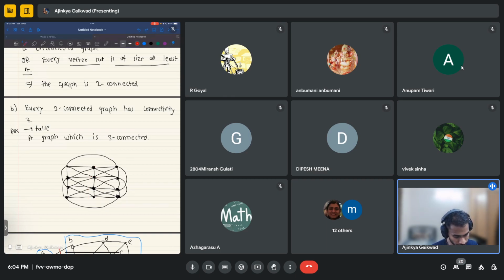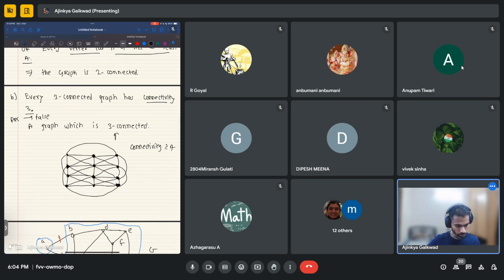So in this case, the graph is 3 connected, but the connectivity is at least 4, and I think it will be 6 or more, but anyway, I just need to say that the connectivity is not 3, because the statement said that every 3 connected graph has connectivity 3. This is not true. For this graph, the connectivity is at least 4. If this solution is clear, put +1, and if not, then please ask me questions so that I can answer them.